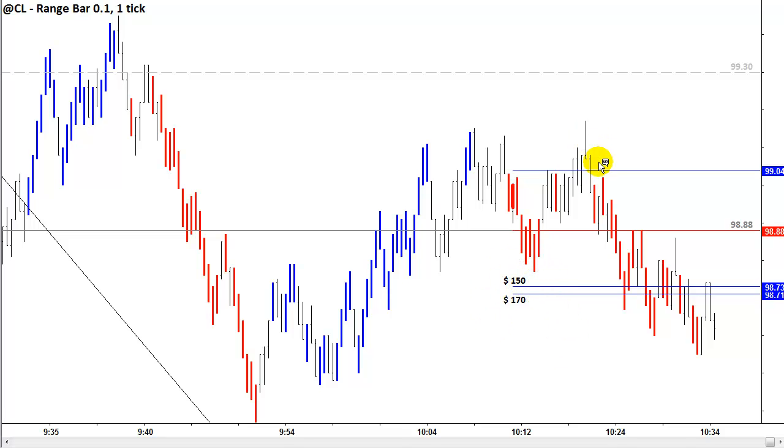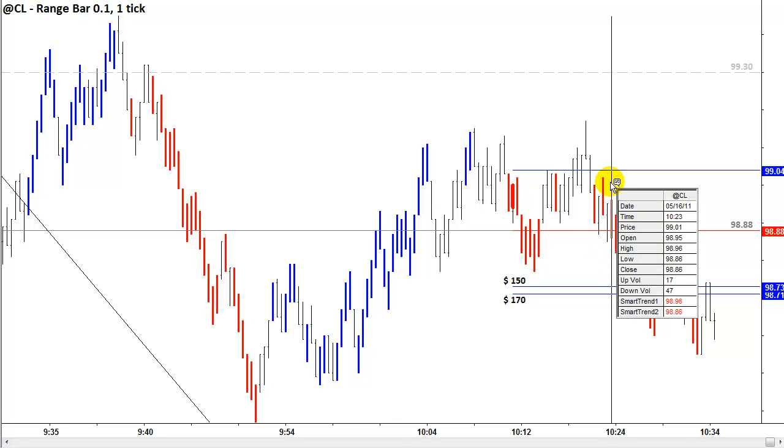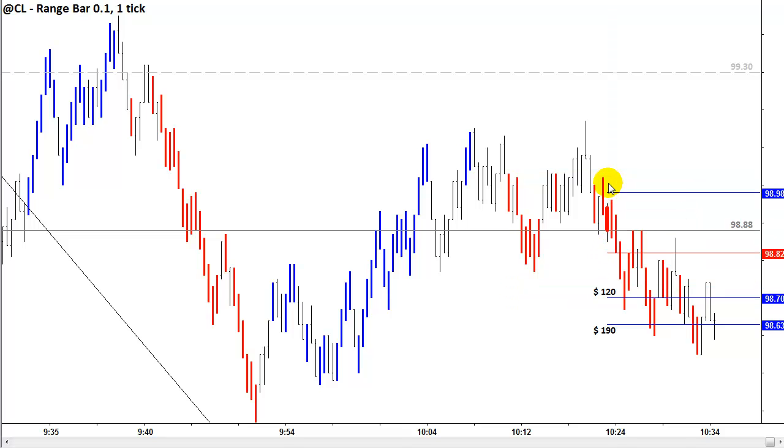The market drifted higher, eventually came back down to the position trading level. This setup bar right here at 10:23, validated by the smart levels, eventually goes on to reach both profit targets.